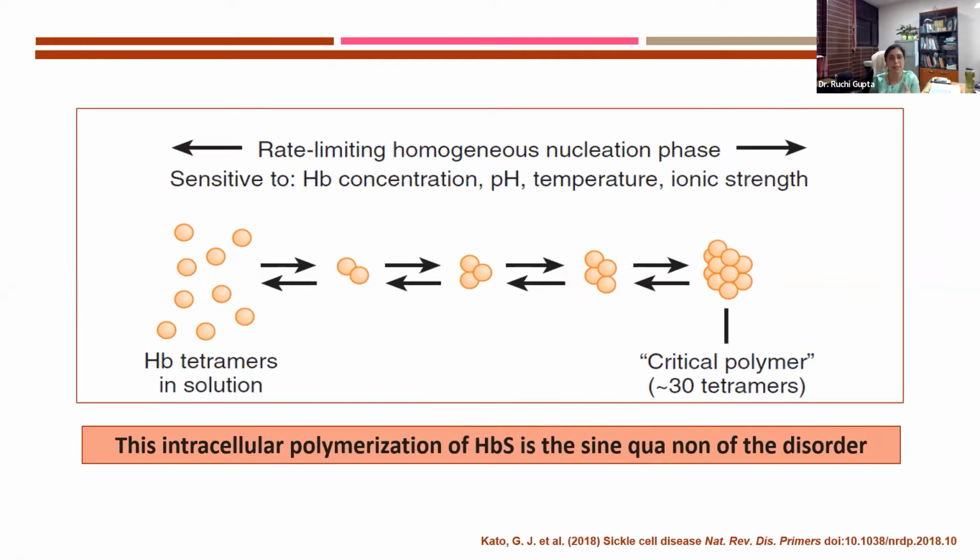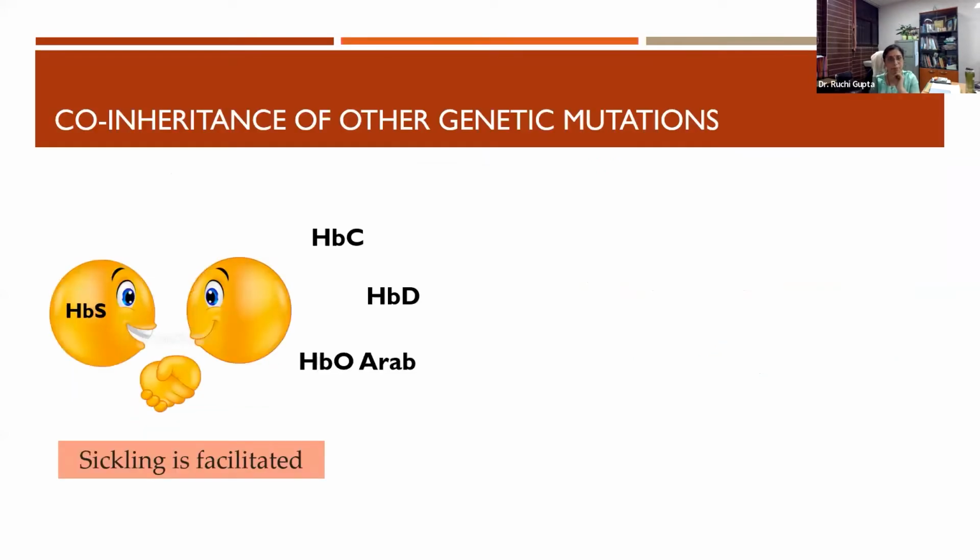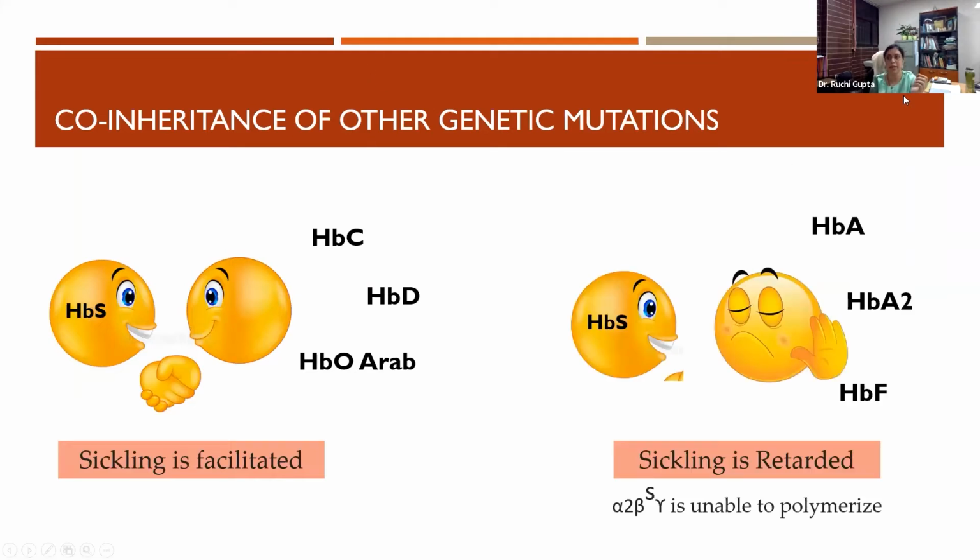So as I just said, the hemoglobin concentration, pH, temperature, ionic strength, any concurrent infections, dehydration, things like these can lead to the precipitation of this hemoglobin S and its subsequent manifestations. So what is the impact of other genetic mutations if there is a co-inheritance? Like if there is a co-inheritance of the beta allele which has mutated for sickle, along with HbC, HbD or HbO Arab, this sickling process is facilitated. Because of the charge, they tend to co-polymerize, whereas molecules like HbA, A2 and F are not really interested in being a part of these polymers.